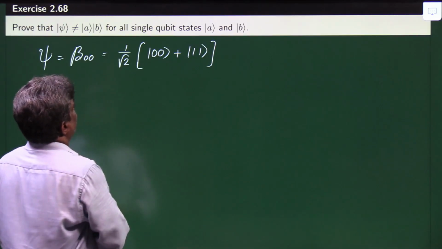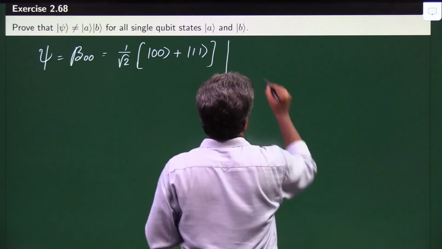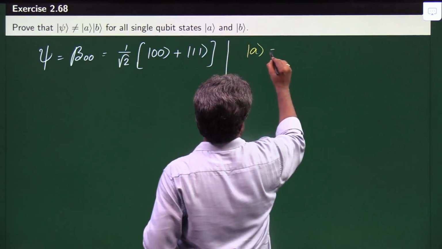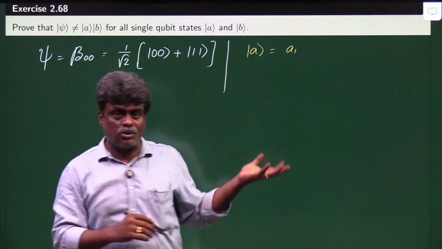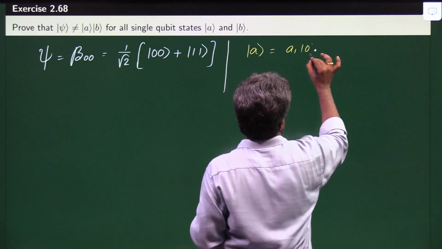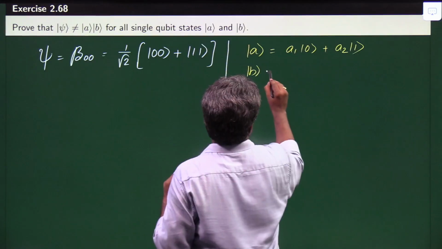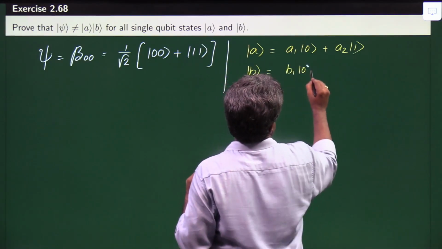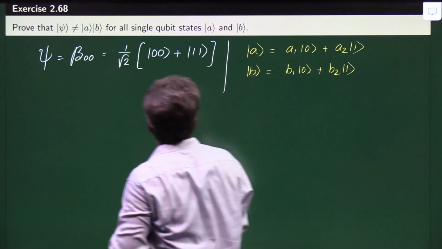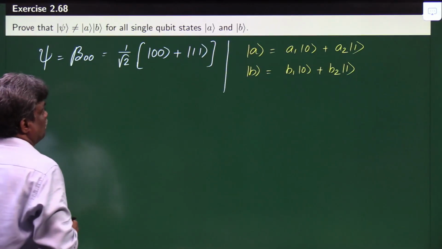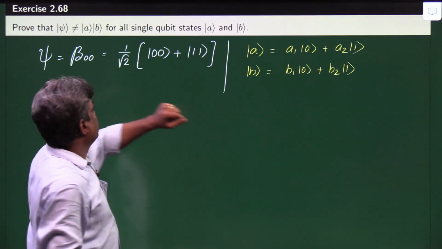Let us discuss. Here I have to define the two states a and b, which are single qubit states. A single qubit state can be written as a linear combination of the computational basis 0 and 1. So ket a equals a1 ket 0 plus a2 ket 1. Similarly, ket b equals b1 ket 0 plus b2 ket 1. Now let us take the tensor product of these two, and we have to show that it is definitely not equal to this.